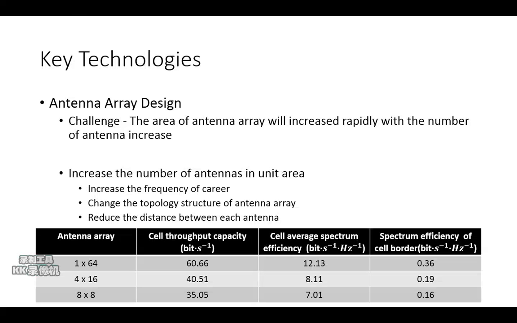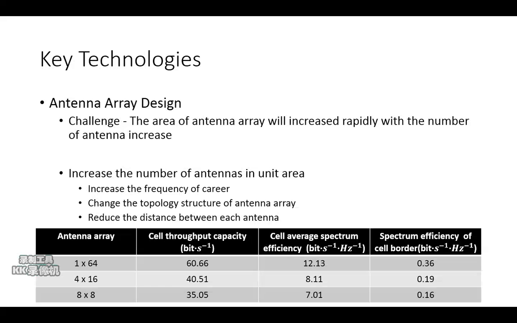First, increase the carrier frequency. When the carrier frequency increases to 25 GHz, the length of the antenna array will be reduced to 0.594 meter, which becomes acceptable. Actually, this one is millimeter wave.